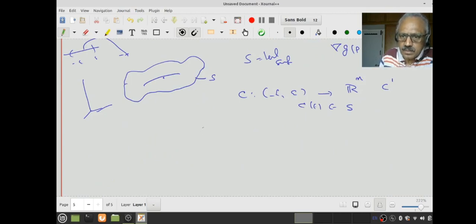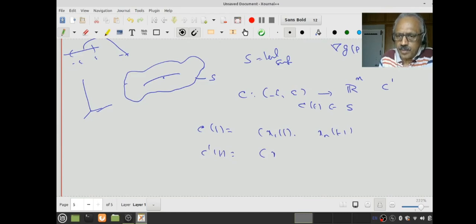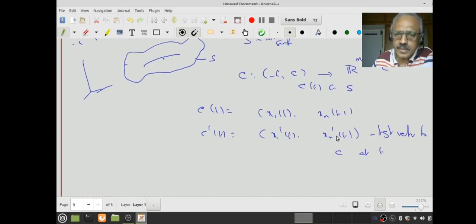Then C of t you can write as x1 of t, ..., xn of t, or c1 of t, ..., cn of t. They are the components. Therefore, C prime of t will be x1 prime of t, ..., xn prime of t. This is called the tangent vector to the curve C at the point C of t. So this is the tangent vector, C prime t at the point C of t.